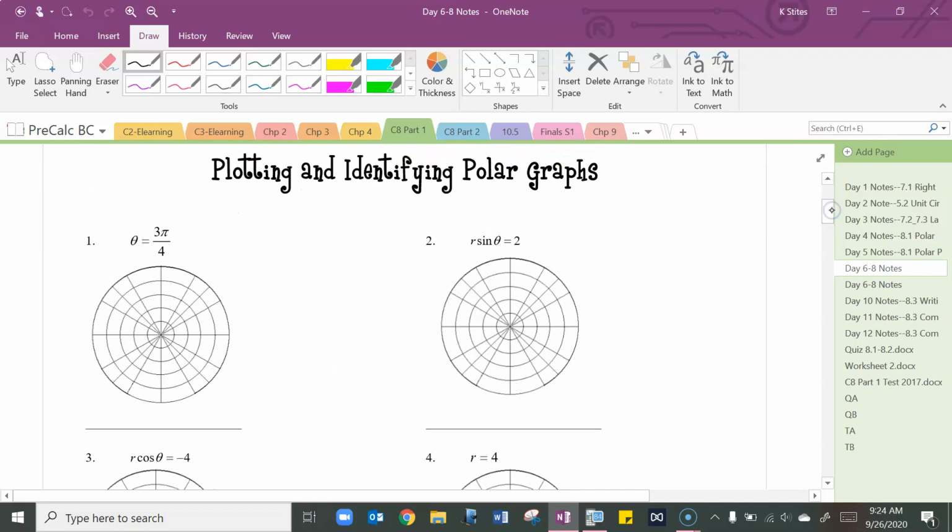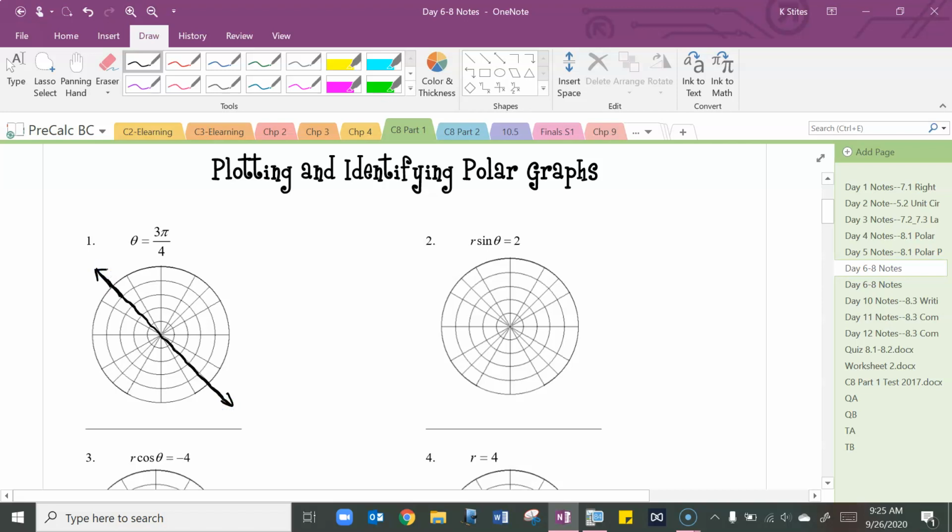We're going to start with theta equals 3 pi over 4. This is kind of a unique problem. 3 pi over 4 is right here, right? And notice there isn't anything about the radius. So what that really means is the radius doesn't matter. This is just the whole angle of 3 pi over 4, and you're actually going to go all the way through. This is actually a line. Should be a little straighter.